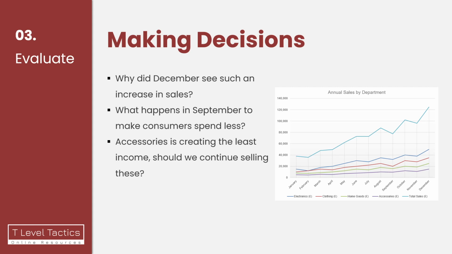Accessories is creating the least income. Should we even bother continue selling these? And are electronic sales due to volume of sales or the value of individual goods? Those are just some examples.